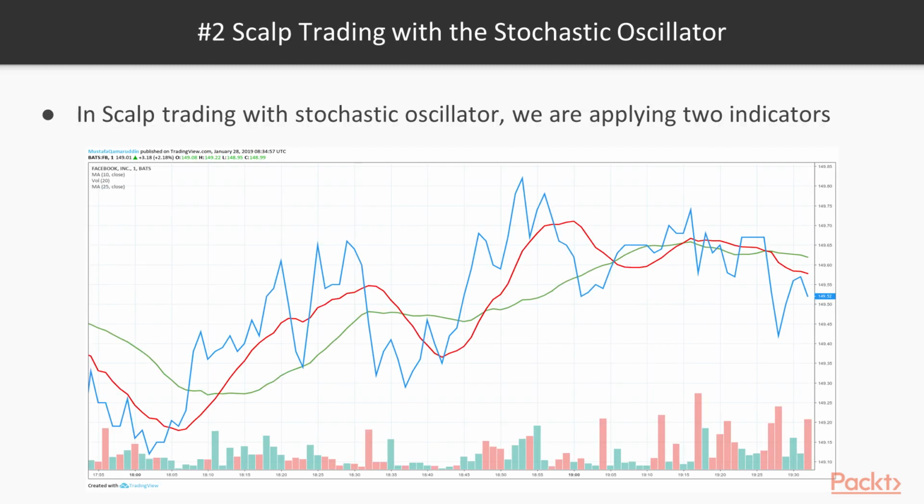So now we introduce the second strategy on our list of scalp trading strategies, which is scalp trading with the stochastic oscillator. In this way, we are applying not only one indicator but 2 indicators. For the example on the screen right now, we have the price again in the blue color, but here we have 2 indicators. The moving average on the short term for 10 days is plotted in the red color, but also we have the moving average for the past 25 minutes, which is plotted in the green color.